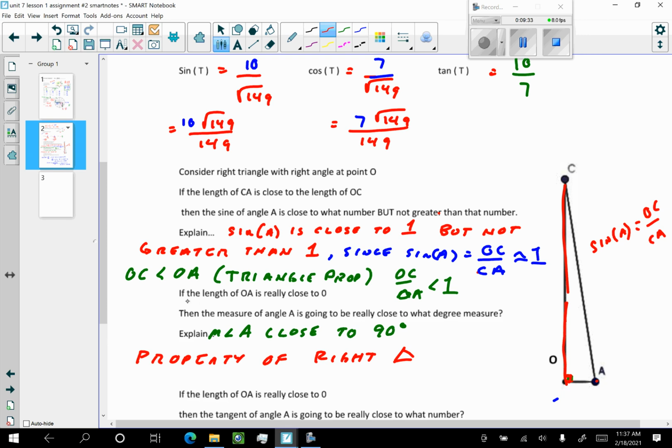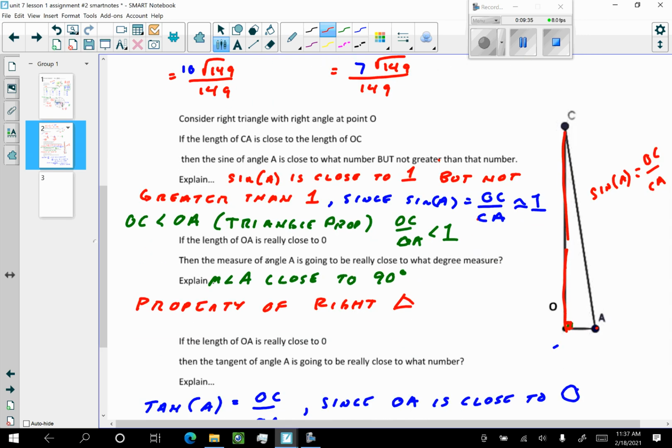And then we'll go to the next writing thing. If the length of OA is really close to 0, as it looks like it is, the measure of angle A is going to be really close to what? I think it's obvious that it's going to be close to 90 degrees. It's not going to be 90. It couldn't be 90, because this is already 90. If it was 90, then it would just be a single line. So it's going to be close to 90, and that's certainly a property of right triangles as well.